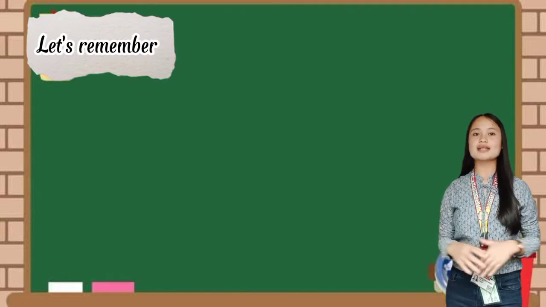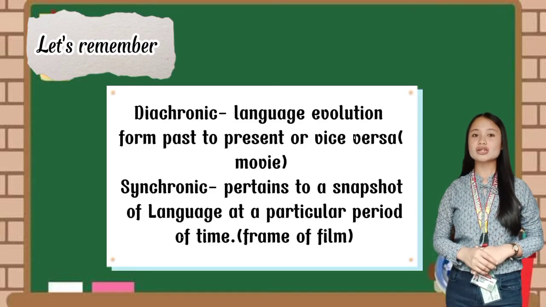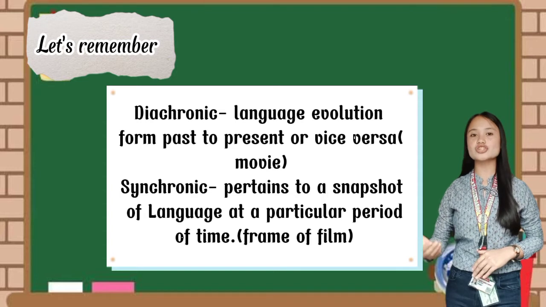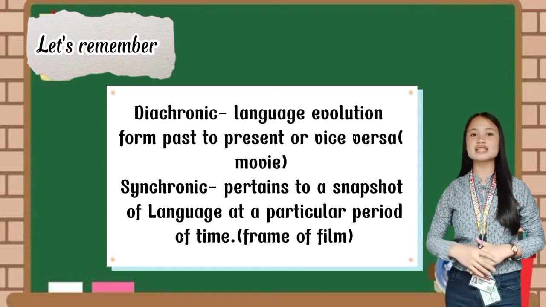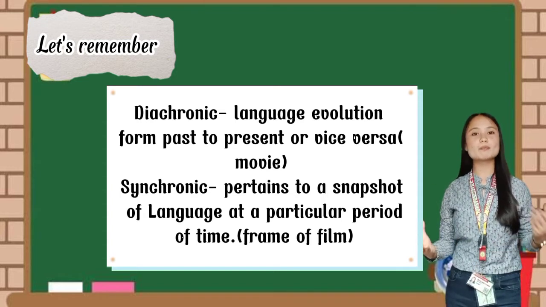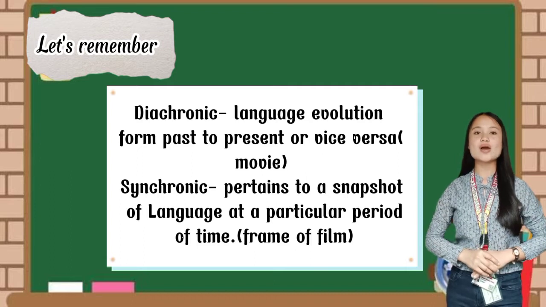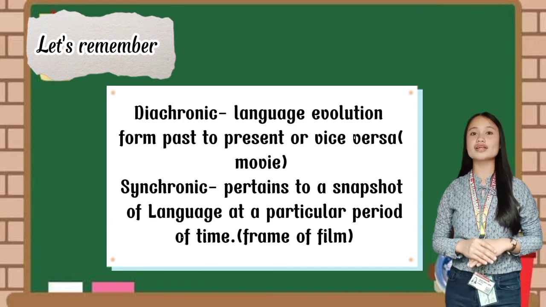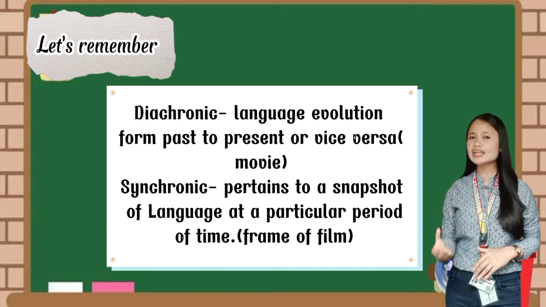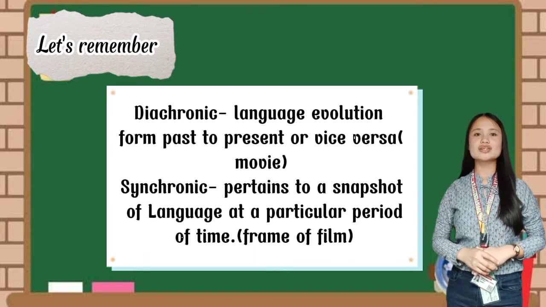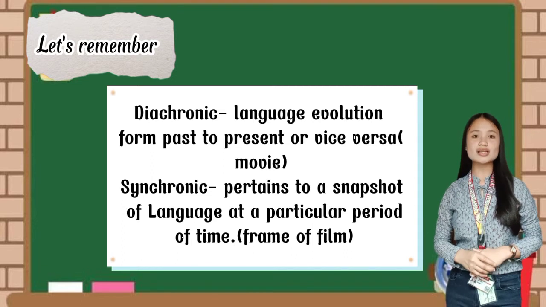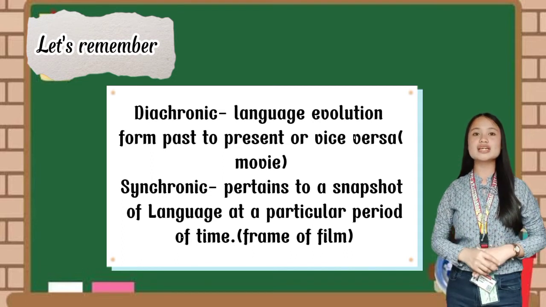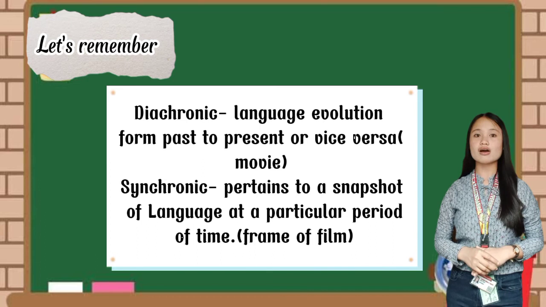To sum it up, let's remember that diachronic talks about language evolution, or the study of language from past to present or vice versa, while synchronic pertains to a snapshot of a language at a particular period of time. Or let's say, diachronic is like a movie. There is always a beginning, middle, and end, while synchronic is a frame of film. There is a specific cut of that movie.